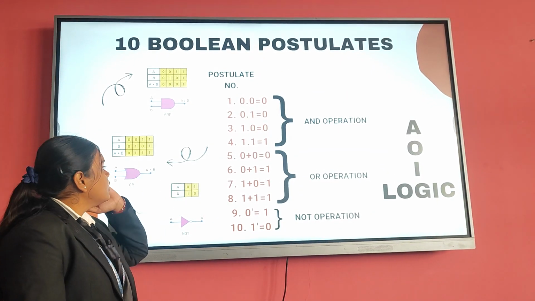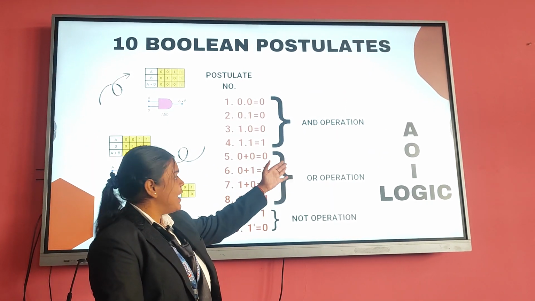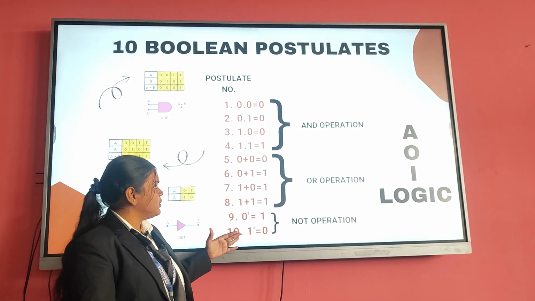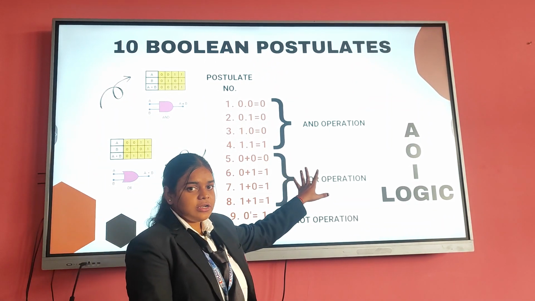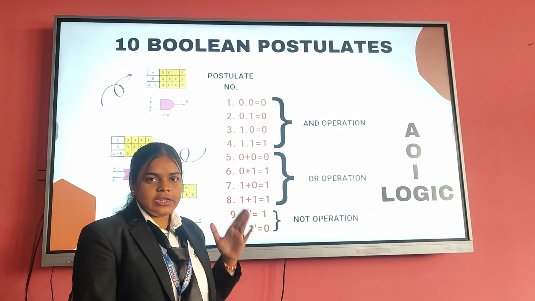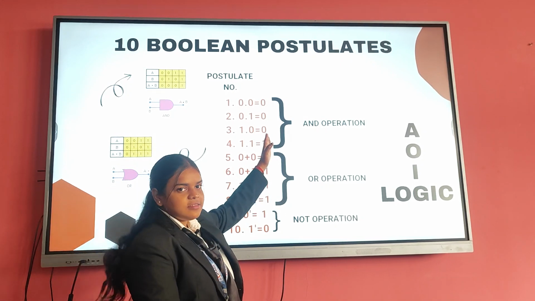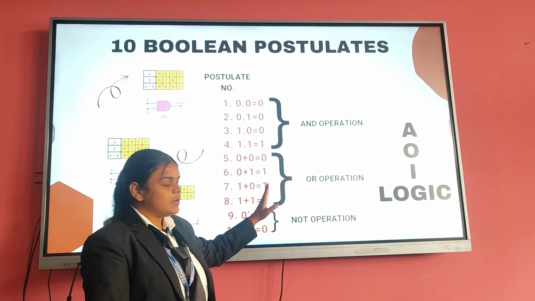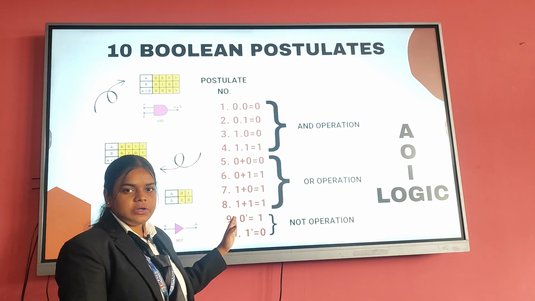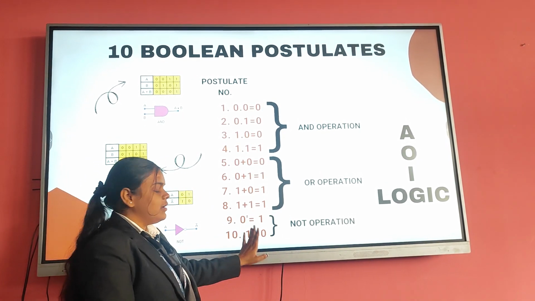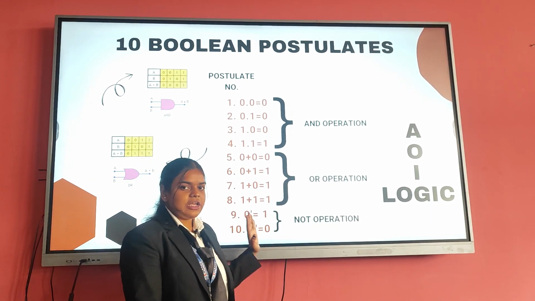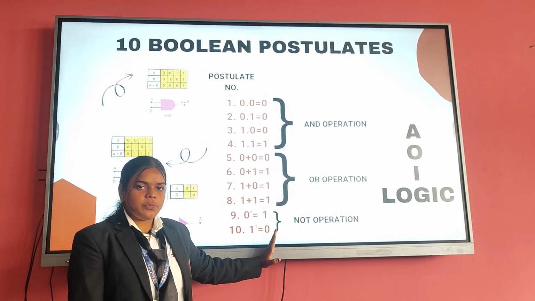As you can see, the first 4 are derived from the AND operation, the next 4 are derived from the OR operation, and the last 2 are derived from the NOT operation. According to the AND operation, if both inputs are high, we get the output as high, and if any of the inputs is low, we get the output as low. On the basis of the OR operation, if both inputs are low, we get the output as low, and if any of the inputs is high, we get the output as high. And coming to the NOT operation, if the input is low, we get the output high, and if the input is high, we get the output low.